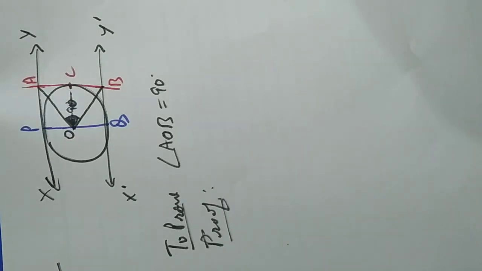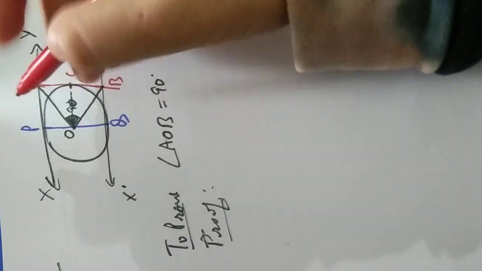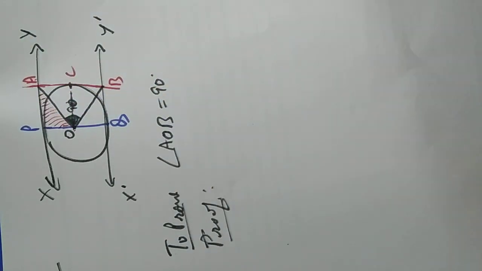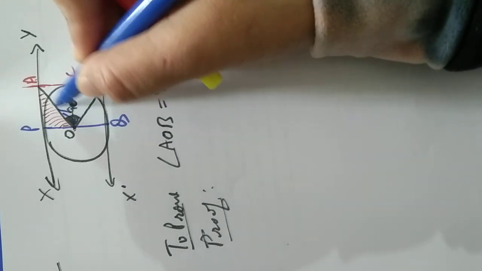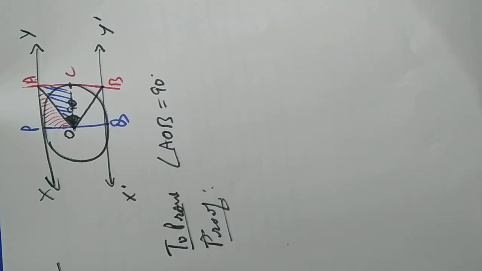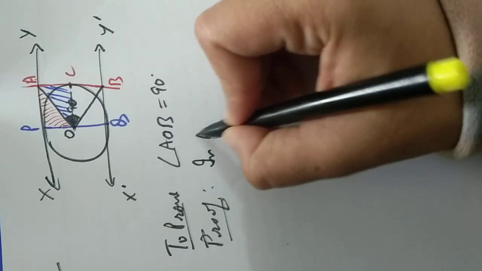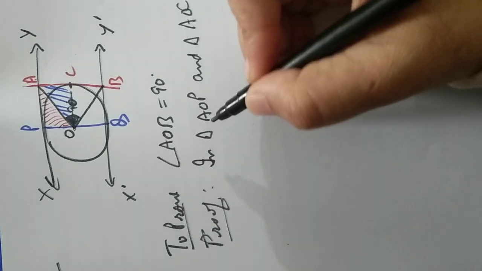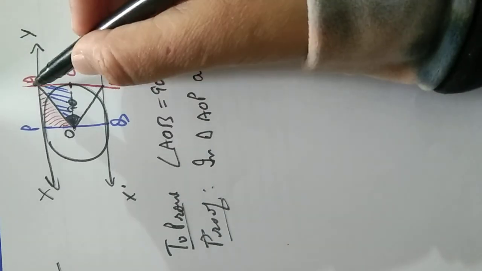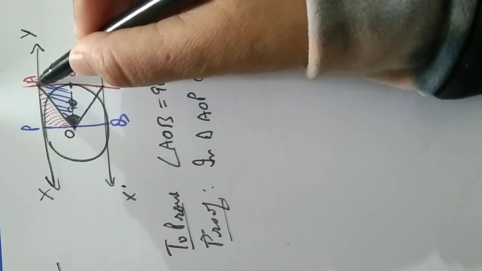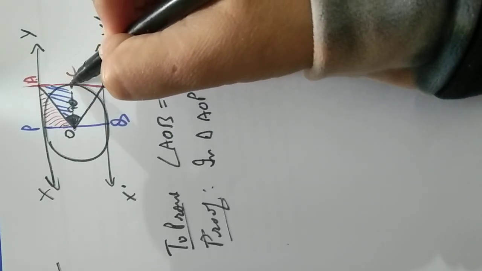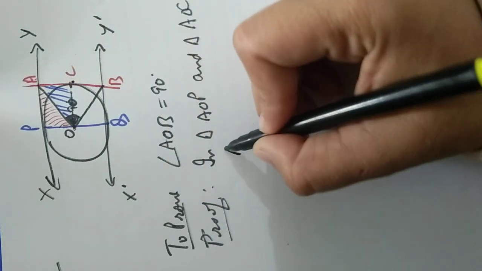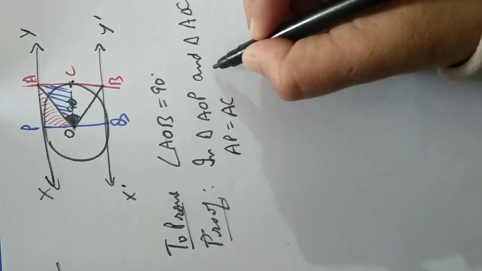So what we will do first, we have to make two triangles congruent. Let us take triangle AOP, this one triangle which I have shaded red, and another one is AOC, this one triangle which I have shaded blue. So let us take triangle AOP and triangle AOC. In these two triangles you can see A is the external point and PA and AC are the two tangents, and we know that the lengths of tangents from the same external point are equal. So you will write here AP is equal to AC.